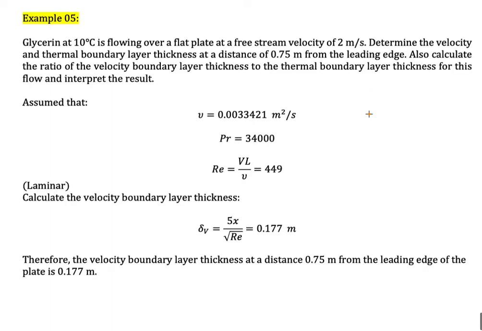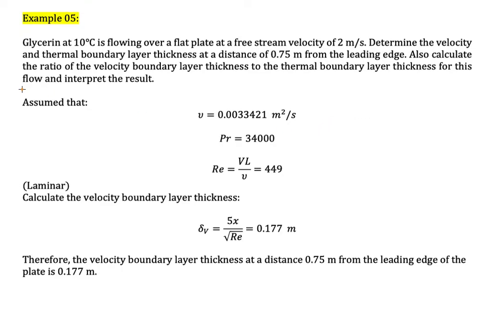For example 5: glycerin at 10 degrees Celsius is flowing over a flat plate at a free stream velocity of 2 meters per second. Determine the velocity and thermal boundary layer thickness at a distance of 0.75 meters from the leading edge. Also calculate the ratio of the velocity boundary layer thickness to the thermal boundary layer thickness for this flow and interpret the result.